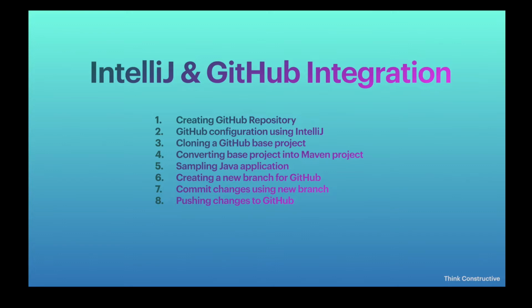Then we will be creating a new branch for GitHub. We will be committing the changes using that new branch, and then finally we'll push those changes to GitHub, and we'll further check in the GitHub whether whatever changes we have done in our local machine using IntelliJ, finally they are pushed to the GitHub or not. So today we will be discussing all these topics.